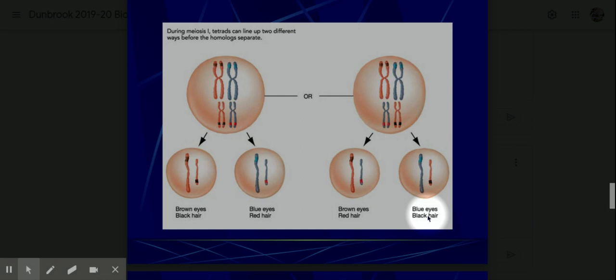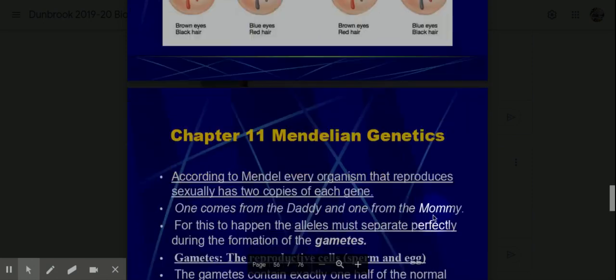There's all combinations combined. That is because for the genes we picked here, for hair and eyes, those genes are on different chromosomes. If they were both on the same chromosome, if you got brown eyes, for example, you would always get black hair. Or if you got blue eyes, you would always get red hair. But these genes are on different chromosomes. In other words, these pages are in different chapters. So we can get any combination possible. And that, again, adds to variety. Okay?